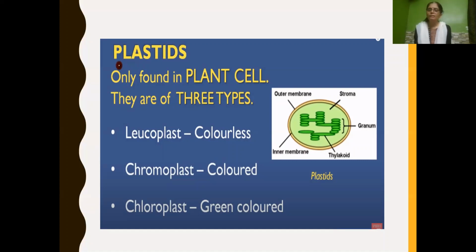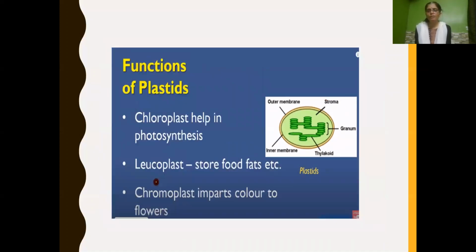If you see, plastids are of three types: leucoplast, chromoplast, and chloroplast. Leuco means colorless, so colorless plastids are called leucoplast. Chromo means color. Colored plastids, not plastic, it is plastids, are called chromoplast. Green colored plastids are called chloroplast. So children, there are three types of plastids: leucoplast, colorless plastids; chromoplast, colored plastids; and green colored plastids are called chloroplast. And what are the functions of plastids?